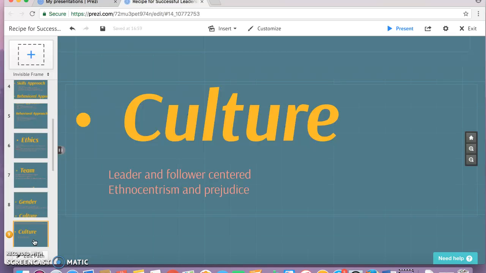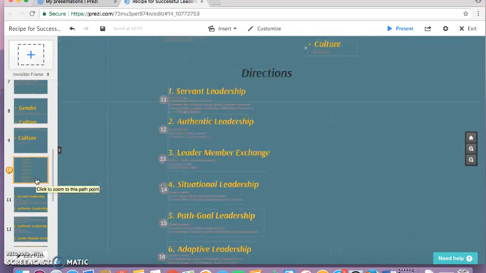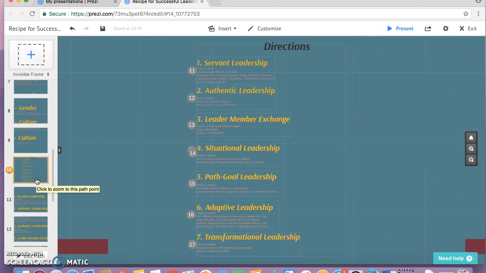And ethnocentrism is when you think that your culture is the right one and the best one, and you don't take into account other cultures' considerations. So it can be very dangerous for leaders to get an ethnocentric view and not take their followers' views into consideration. Next in our recipe, we'll look at the directions.